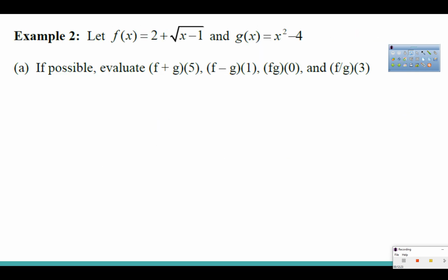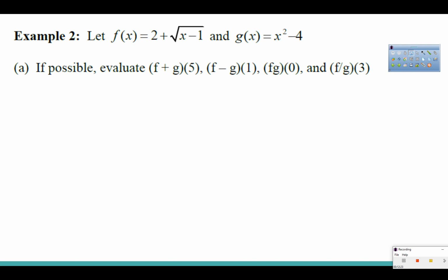All right, for example 2, it says let f of x be equal to 2 plus the square root of x minus 1, and g of x equals x squared minus 4. So we have a radical function for f of x, and we have a quadratic function for g of x. I know that f of x is a radical function because it has the square root. I know that g of x is a quadratic function because it's x squared.